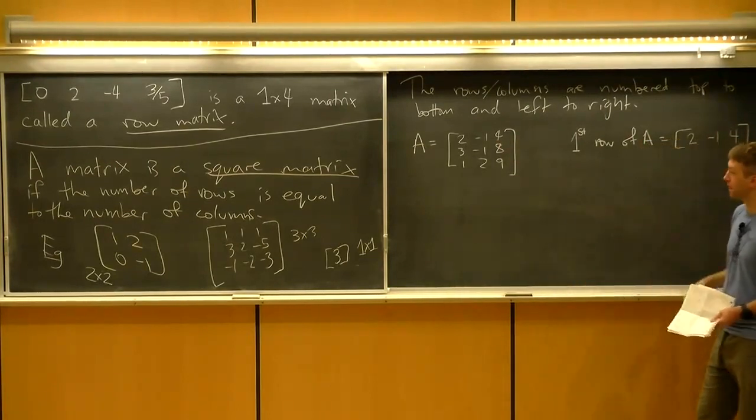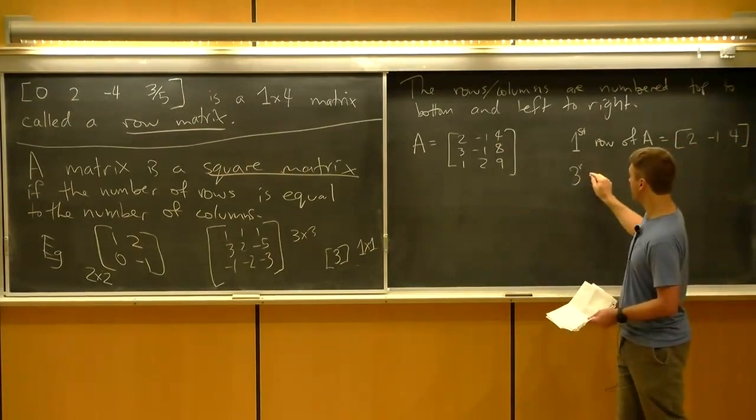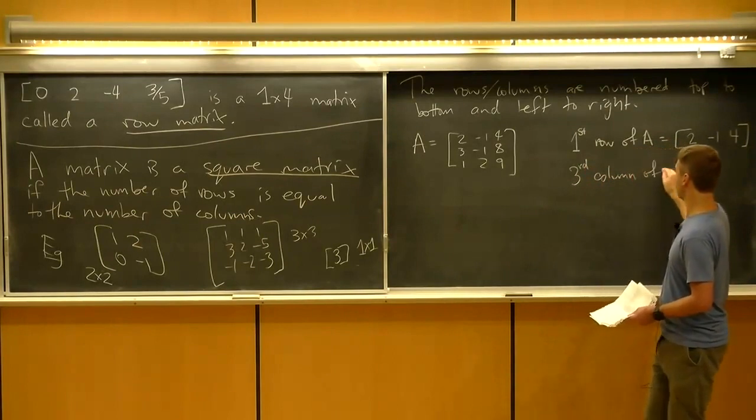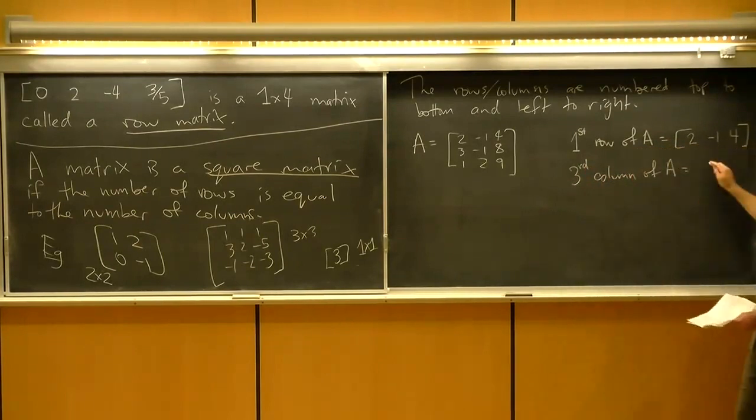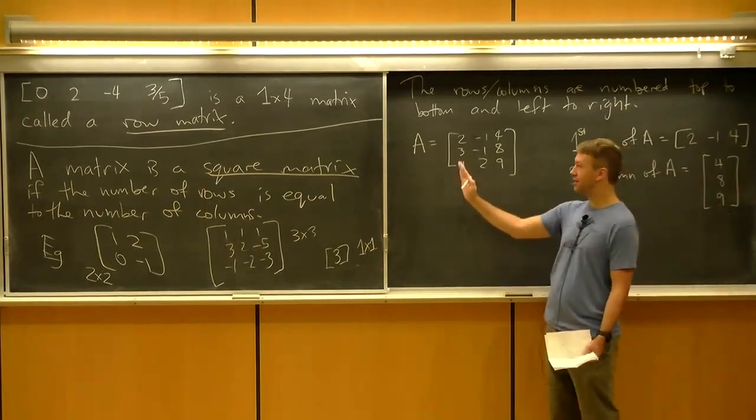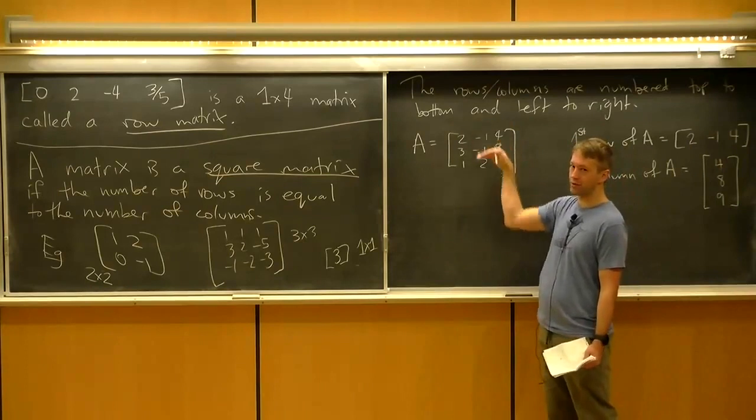The top row. If I say the third column of A, it would be this column matrix, which is 4, 8, 9. Okay. This is just clarifying what it means. If I say the first column, the second column, the third column, there is an ordering to these. Columns are left to right, the rows are top to bottom, right?